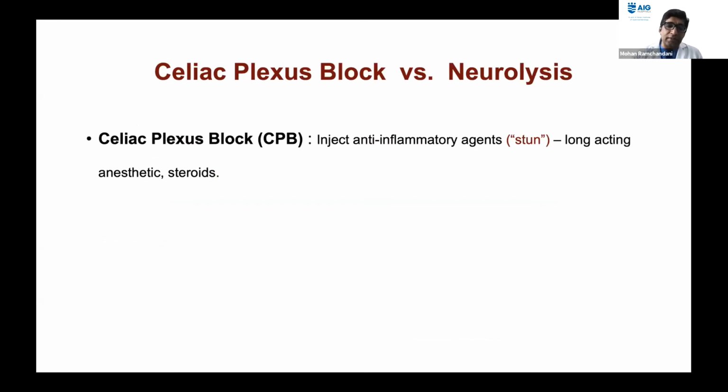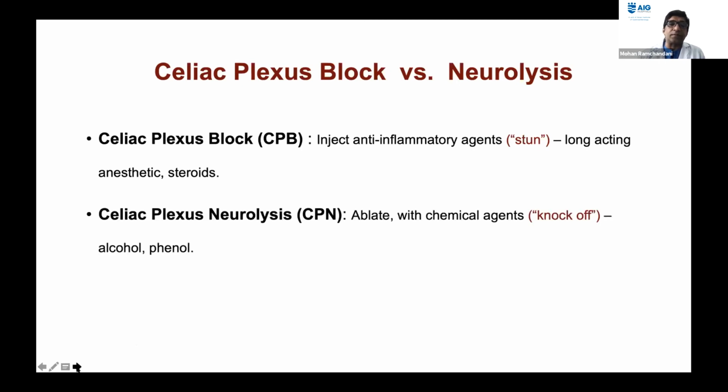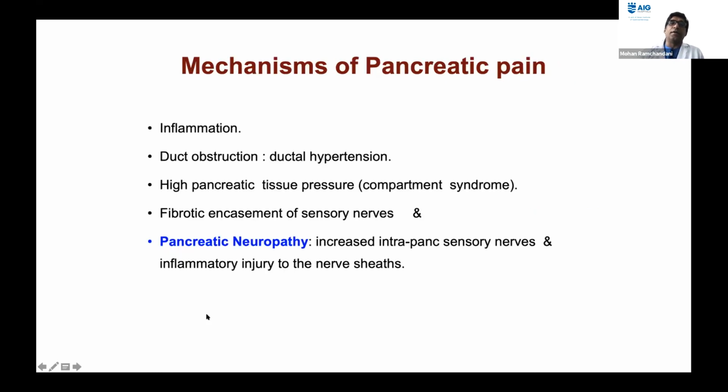So the celiac plexus can either be blocked by injections of anti-inflammatory agents like a long-acting anesthetic agent or steroid, which stuns the celiac plexus, but the things will return back to normal and the patient will have recurrences. So it is better for benign diseases. While celiac neurolysis completely ablates with chemical agents, it knocks off the ganglia, and the chemical agents used are either alcohol or phenol, and this type of therapy will be required in malignant or terminally ill patients.